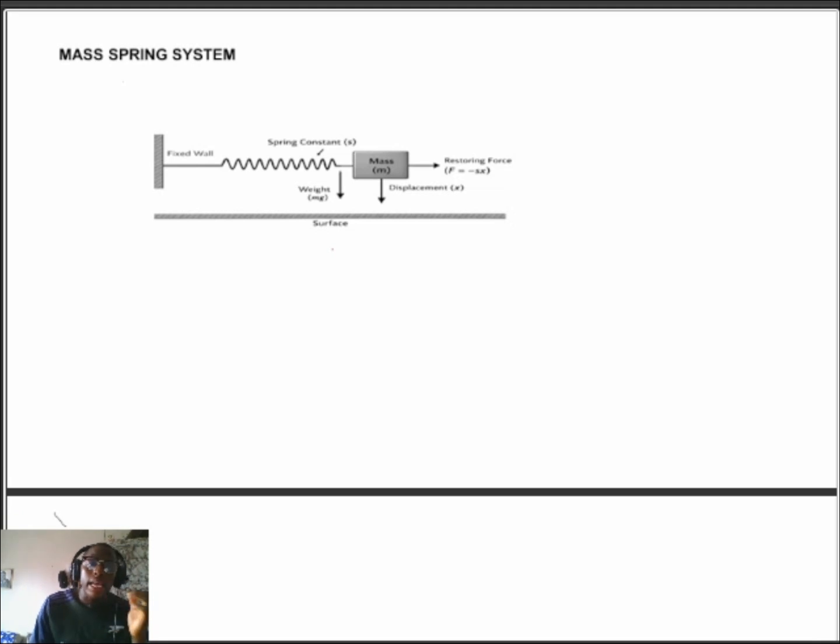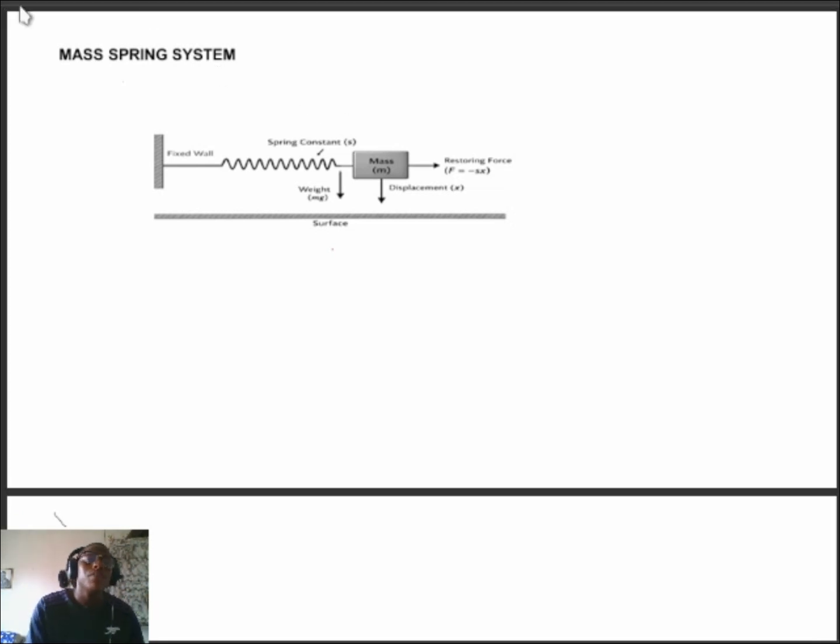Consider another example of simple harmonic motion, which is our mass spring system. We said we have different systems that undergo simple harmonic motion. We've discussed the simple pendulum, we've discussed the torsional pendulum, and now we want to consider the mass spring system. In this system, we have a spring attached to a mass, and this spring is also attached to the wall.